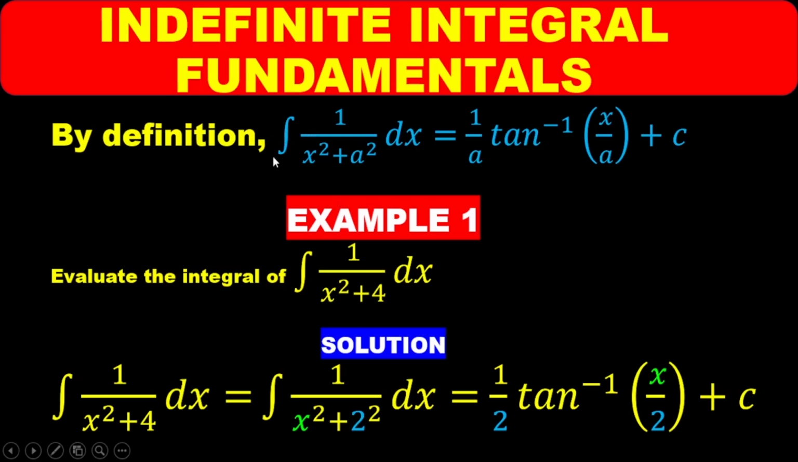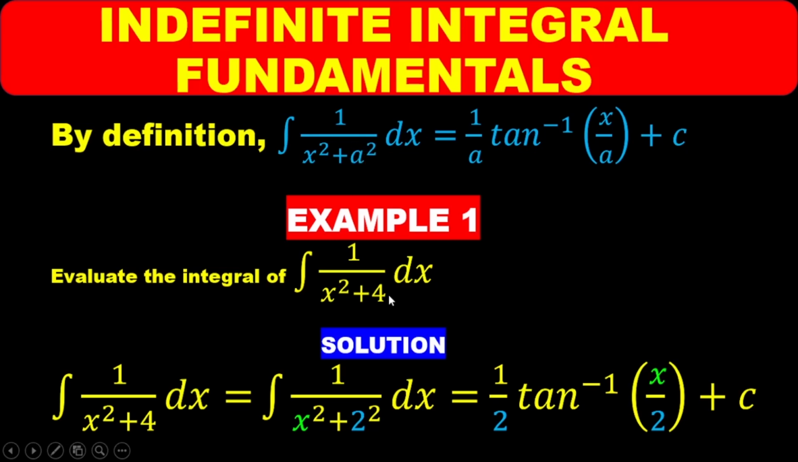Now for better understanding of this, let's have some examples. Evaluate the integral of 1 over x squared plus 4 dx. When you look at the standard one, this is a perfect square. Here too we have x squared, also a perfect square. Then you compare to the standard one, where we have a squared, which is a perfect square.